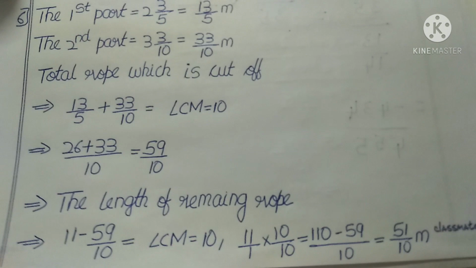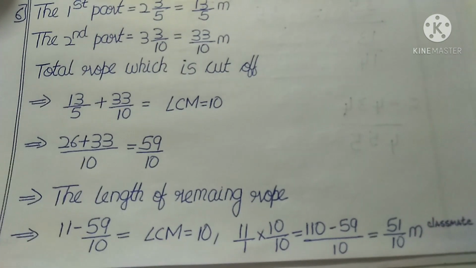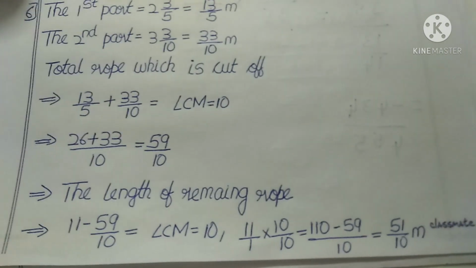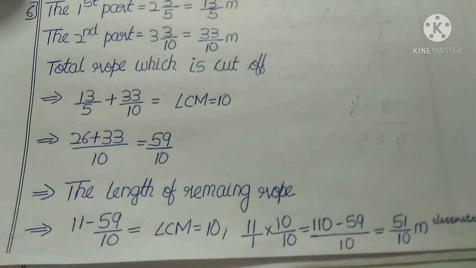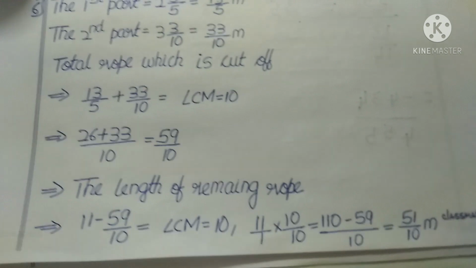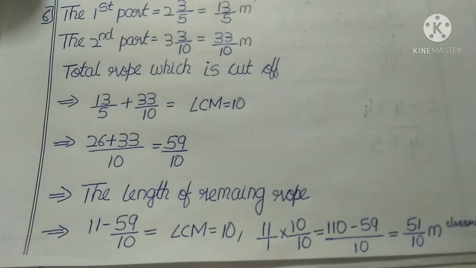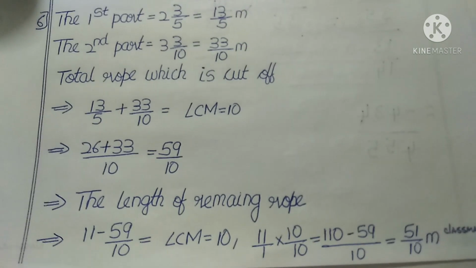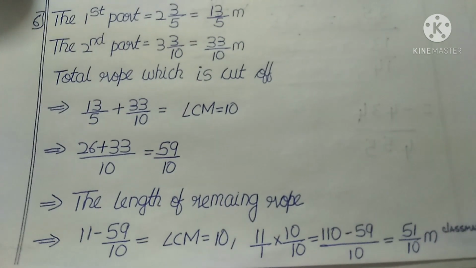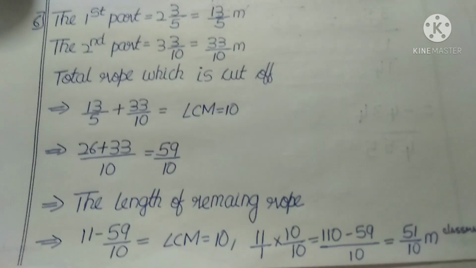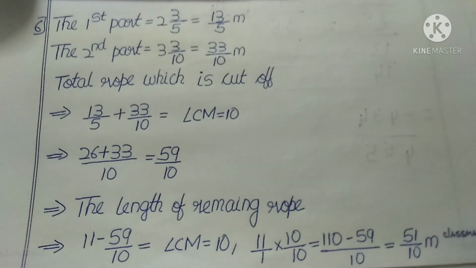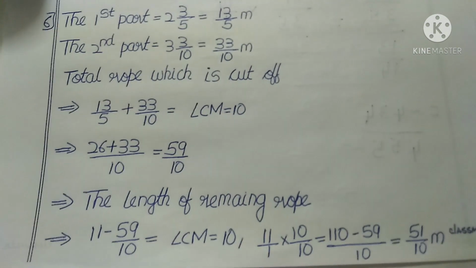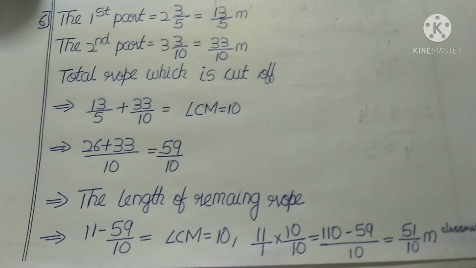And the second part, 3 into 3 by 10. Here 10 into 3, 30 plus 3, 33. So we get 33 by 10 meters. So the total rope which is cut off, we should add 13 by 5 plus 33 by 10. Here denominators are different. So we should do the LCM. Here LCM equals to 10. So by doing the LCM and the multiplication, we get 26 plus 33 by 10, that is equals to 59 by 10.